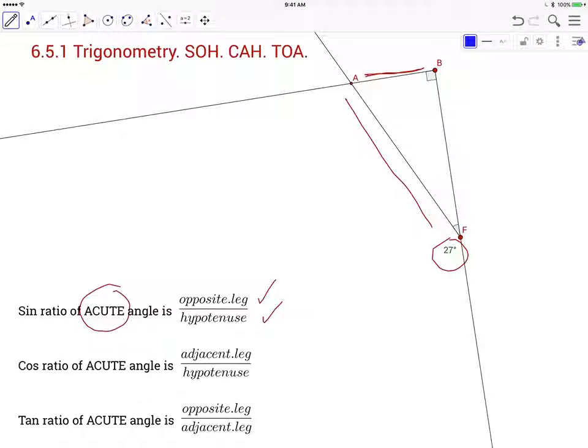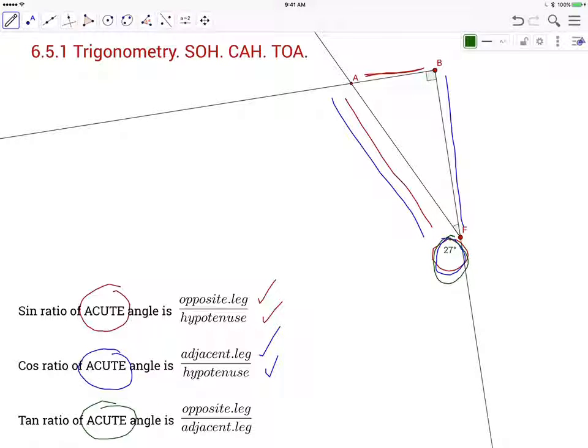Now, if we change color a little bit, there's a second ratio, the cosine ratio of 27. That's defined as the adjacent leg over the hypotenuse. In this case, the way BF relates to AF. And finally, there's a tangent ratio, in green. The tangent ratio of 27 is defined as the opposite leg over the adjacent leg.